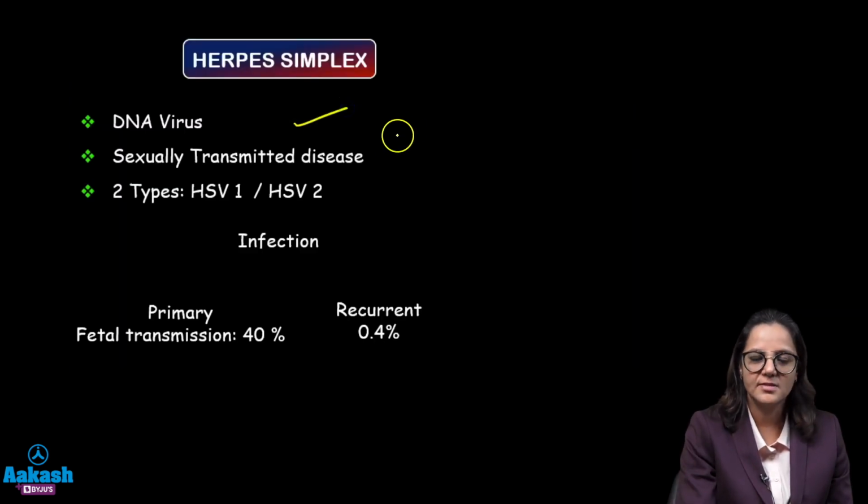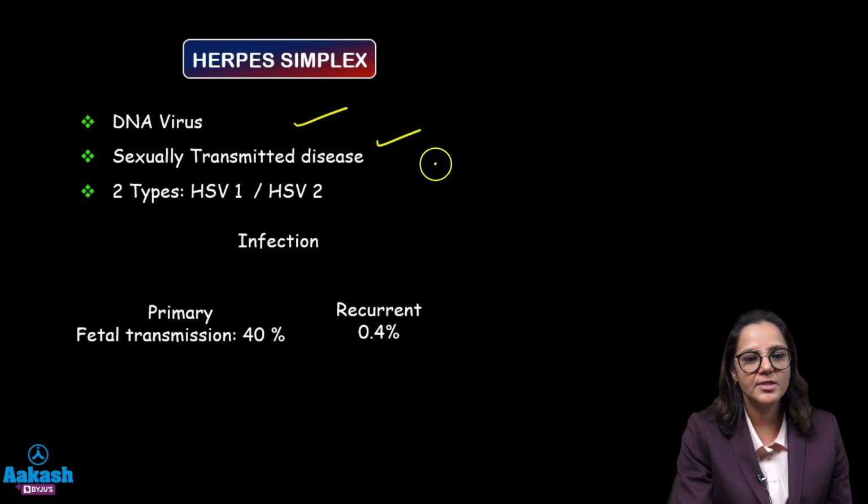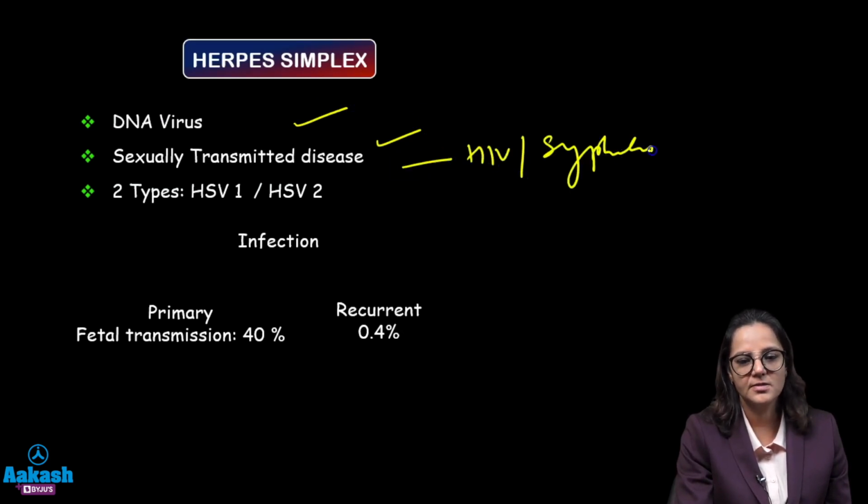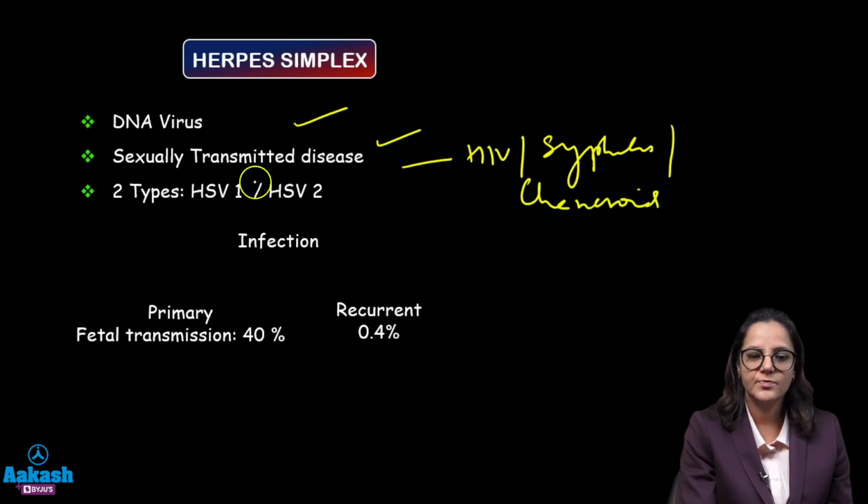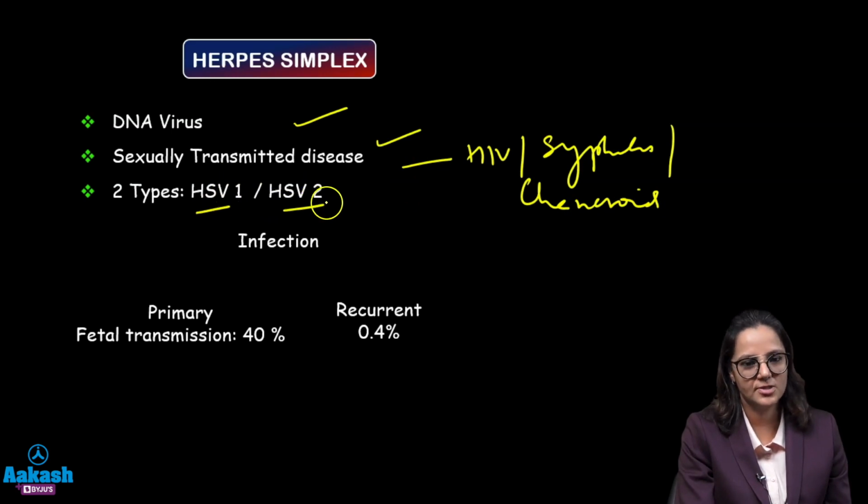It is a DNA virus. It is a sexually transmitted disease. If the patient has presented to us with this condition, we also need to screen her for HIV, syphilis and chancroid. Okay. So there are 2 types of HSV, HSV 1 and 2. HSV 1 generally affects the oral area and HSV 2 generally affects the genital area.